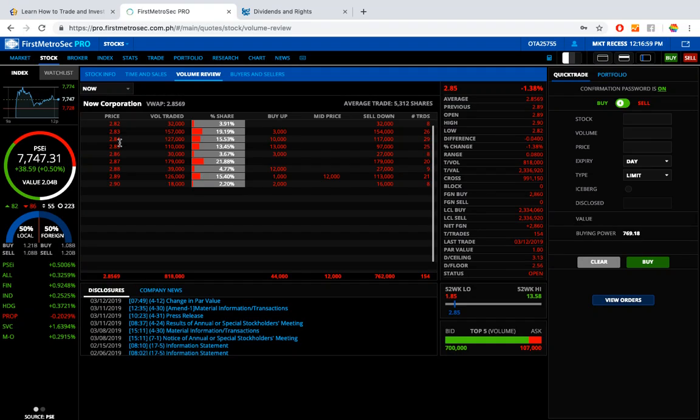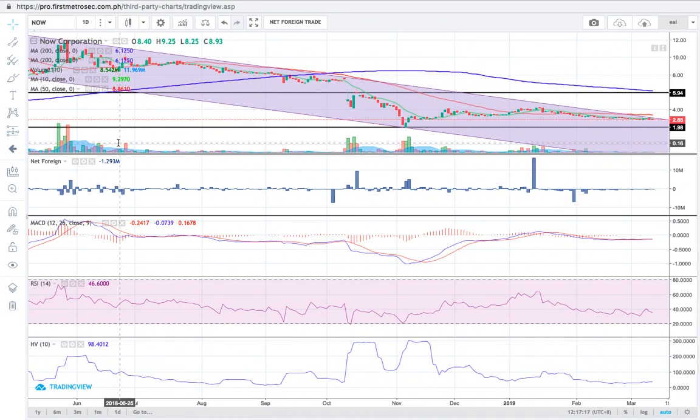So when the force of the bears increases this afternoon, just in case it will further increase, then they might pull down the price even lower than 2.80. So you need to be, of course, on top of your trailing stop loss so that you're not going to incur losses beyond your tolerable risk.